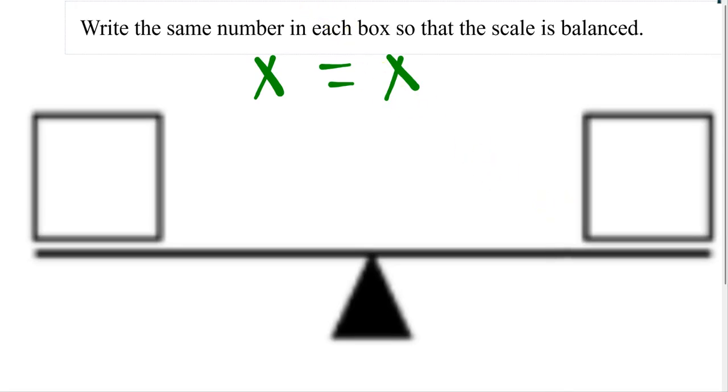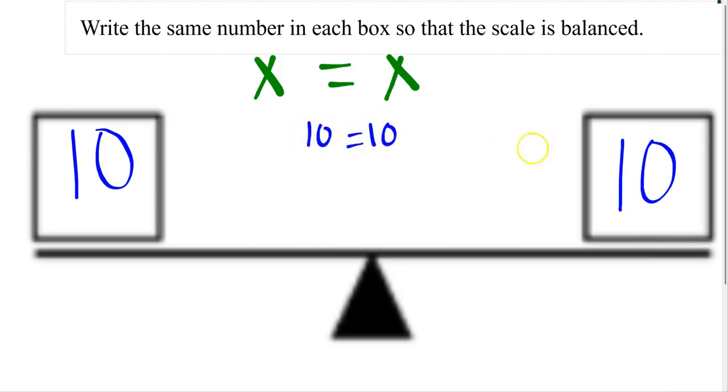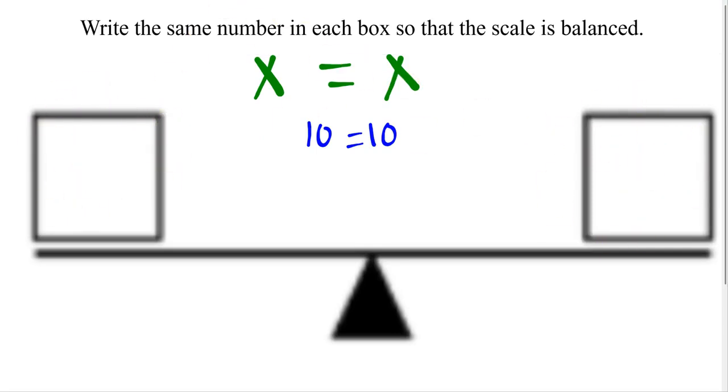So let's think about a number that we could put in, if we can, that would make this balanced. We could try some of the numbers we tried with the last example. So if I put a 10 over here, it has to be the same, and I put a 10 over here. Okay, 10 equals 10. So that works. But is that the only solution that works? Let's try another one. We could try -6. If I put -6 on this side, and I put -6 on this side, they are equal. That also works.